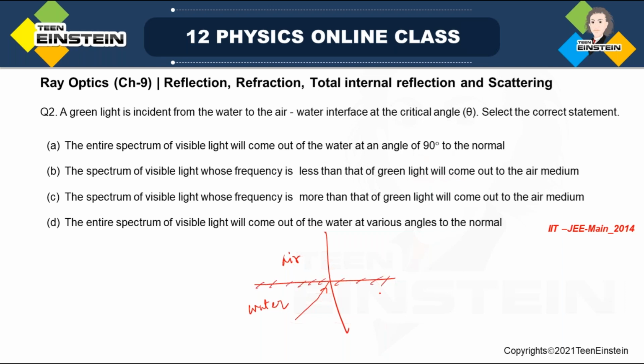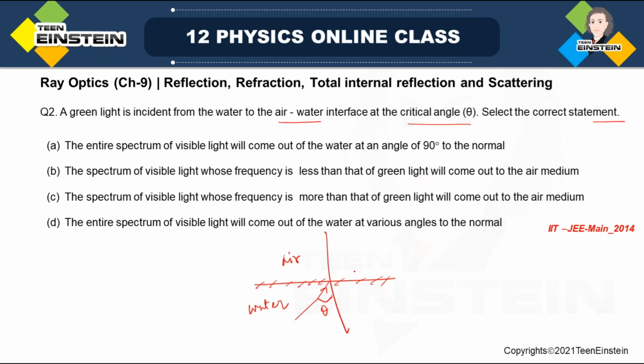Water-air interface. Okay, and see, a green light is incident from the water to the air at the critical angle. This angle is the critical angle theta. Select the correct statement. We have to find out which one of these four statements is the correct one.